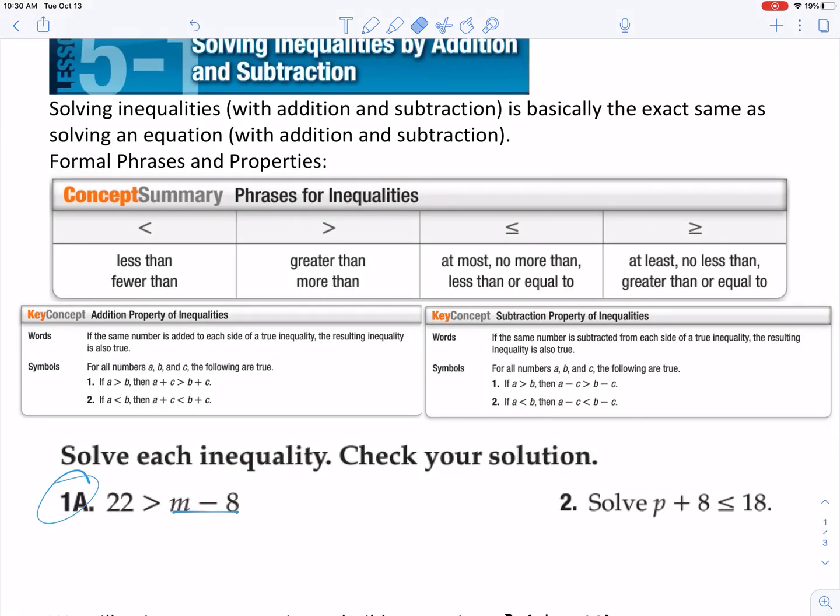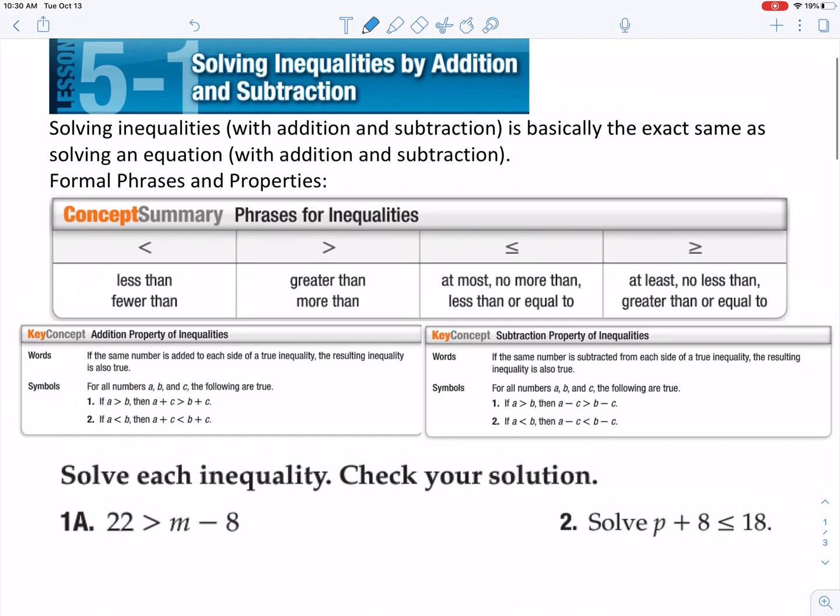Hello, welcome to Chapter 5, where we're going to get to do a lot of solving of equations that have inequality symbols in them. So we're going to call these solving inequalities. Today we'll be doing just addition and subtraction. First, let's gather what even are these signs.